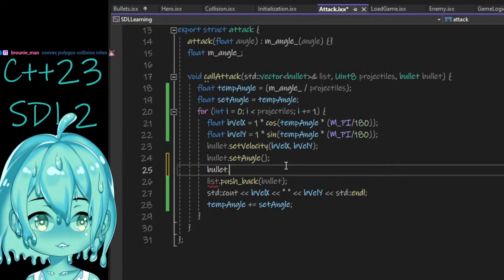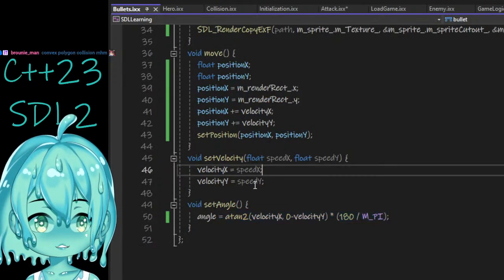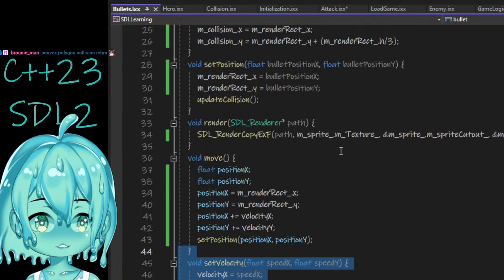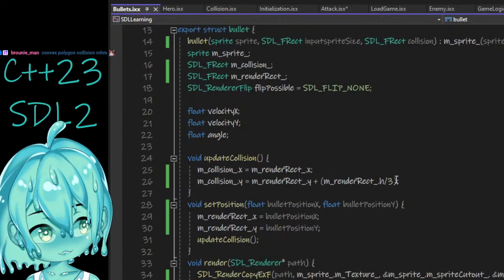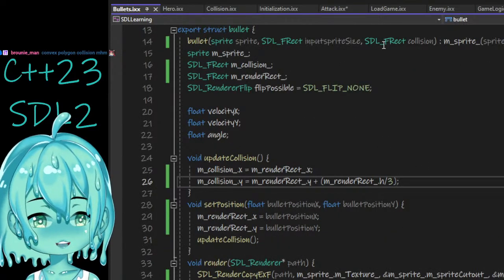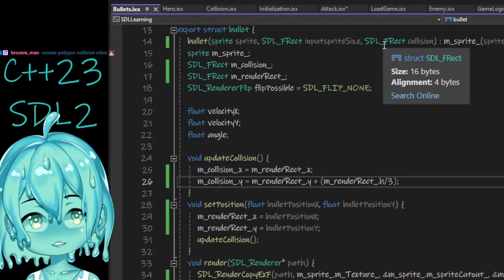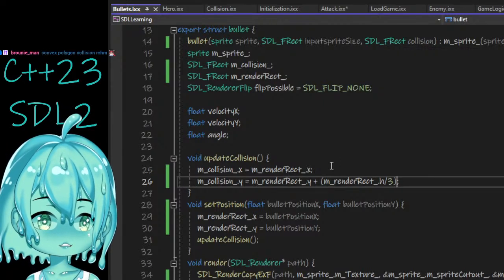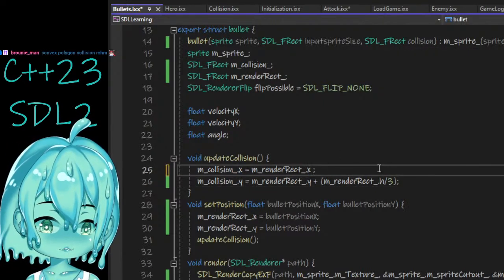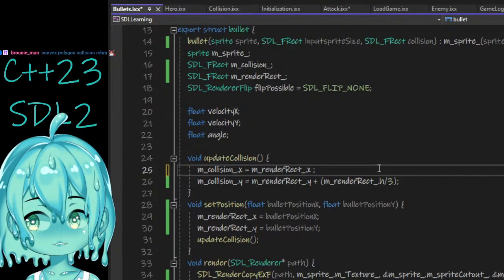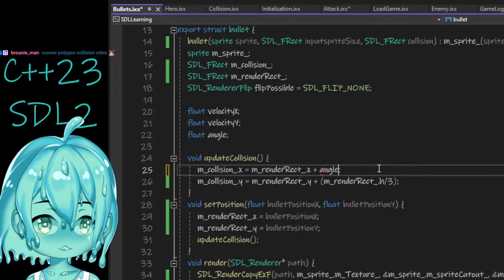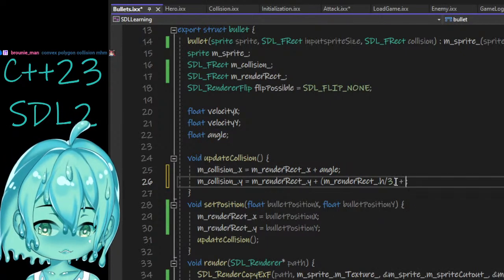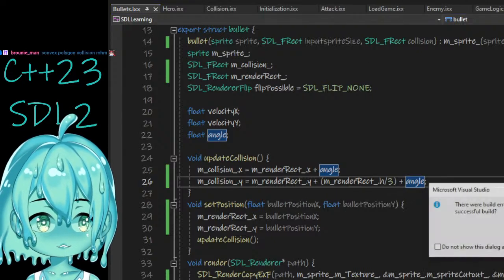Set velocity takes care of this. We call move on every instance. Oh no, the angle is going to be different every bullet, because we're going to have a bunch of different instances of the object bullet. So maybe this is like, I don't want to plus or minus this, do I? I guess I do. So plus angle, I guess we'll try that. See if that makes a difference.